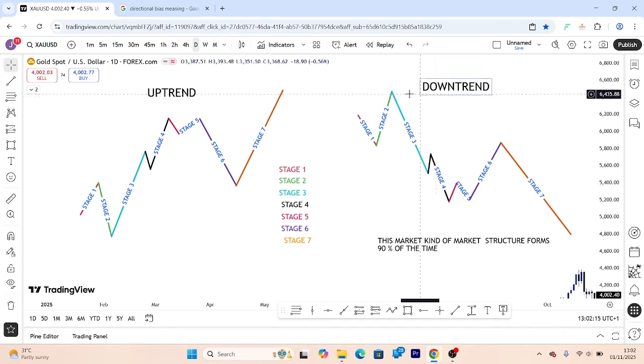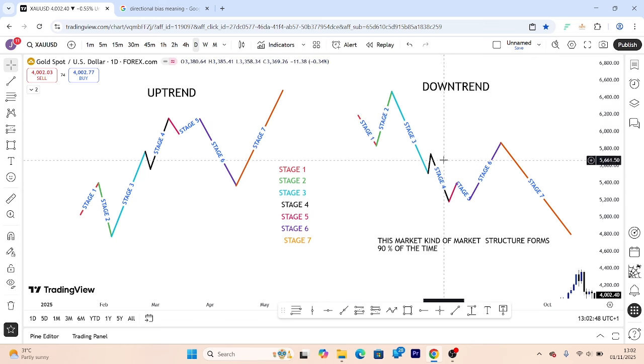So going to the downtrend also, this is stage one, this is stage two, this is stage three, this is stage four, this is stage five, stage six, and stage seven. Right? It's at this stage seven that market is about to form another market structure in order for it to move towards the downside. So when markets are about to form the next market structure, this stage seven now changes to stage one.